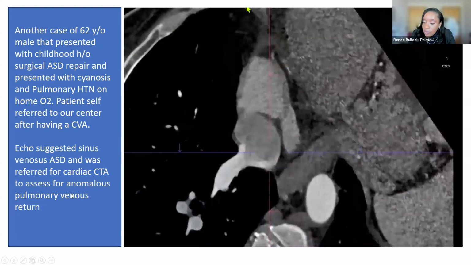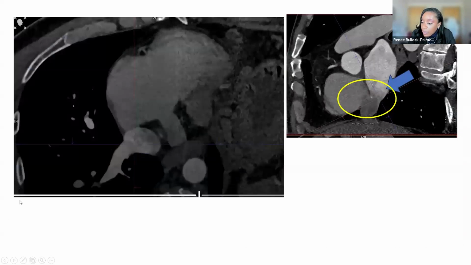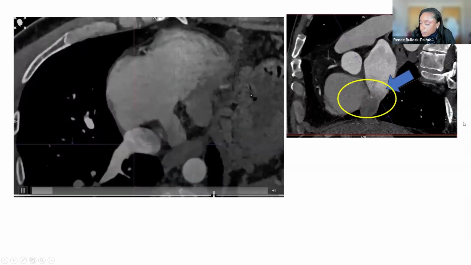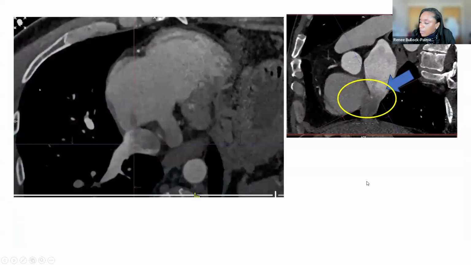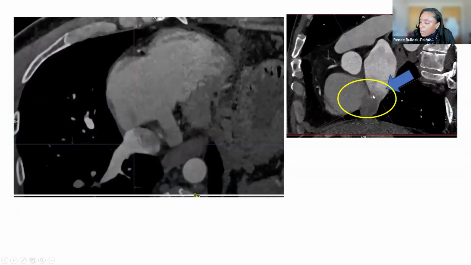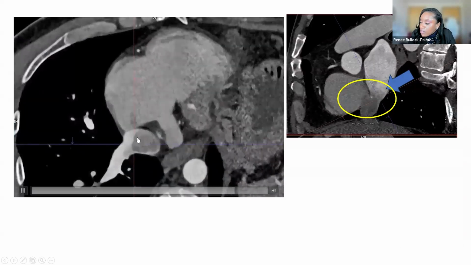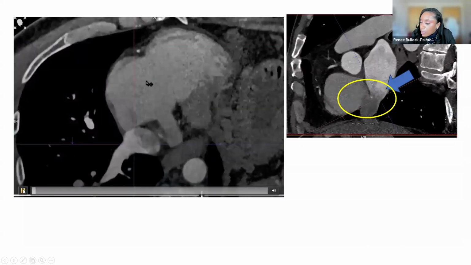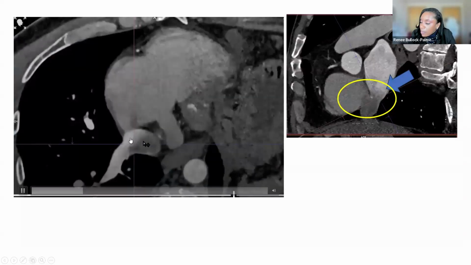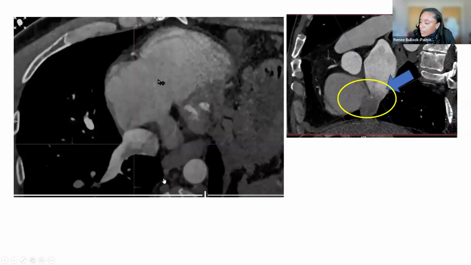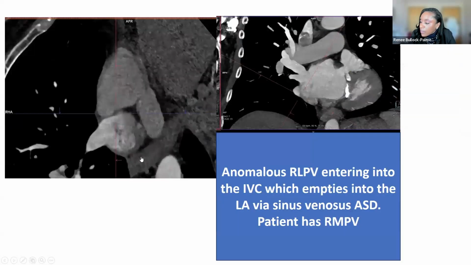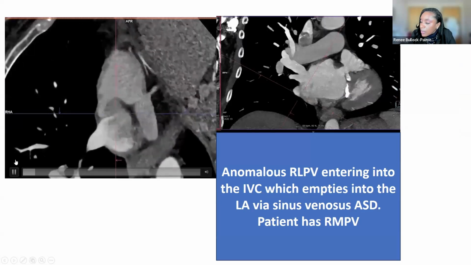And then in the other views, I can show you a little bit more carefully. When you're looking at the still frame, you can see that there's mixing of blood there. I'm just going to play it again, right? You can see that there is some shunting from the left side into the right atrium, and then we can see that vein there. And then looking at the other video here.